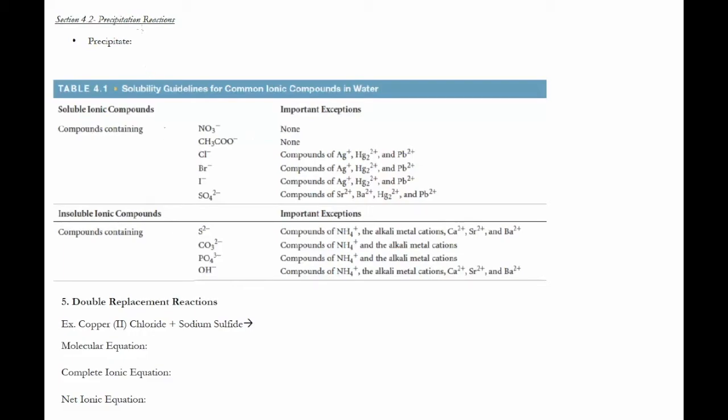So a precipitate in a precipitation reaction is an insoluble solid that is formed by the reaction. Okay, so let's see how that insoluble solid is actually formed.